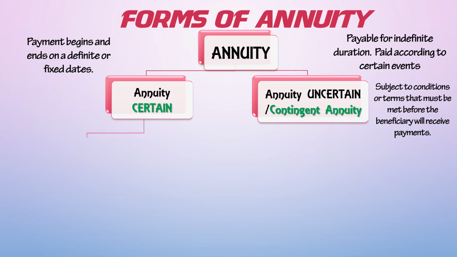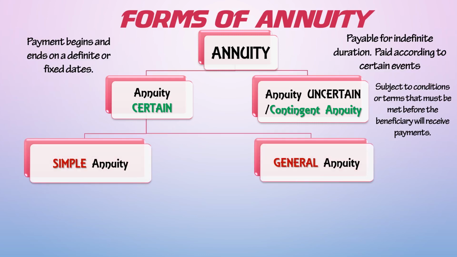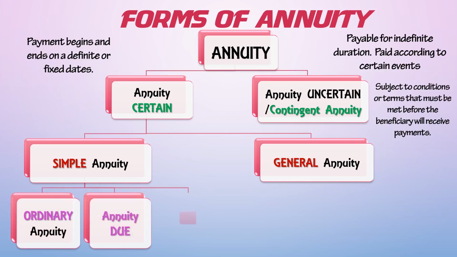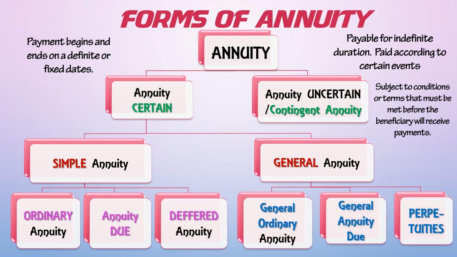There are two types of annuity certain. You have the simple annuity and the general annuity. So we will discuss these two further as we go along with the topic. Under the simple annuity, we have the simple ordinary annuity, the simple annuity due, and the deferred annuity. And then under general annuity, we have the general ordinary annuity, the general annuity due, and the perpetuities. So these are the flow chart for the different forms of annuity.